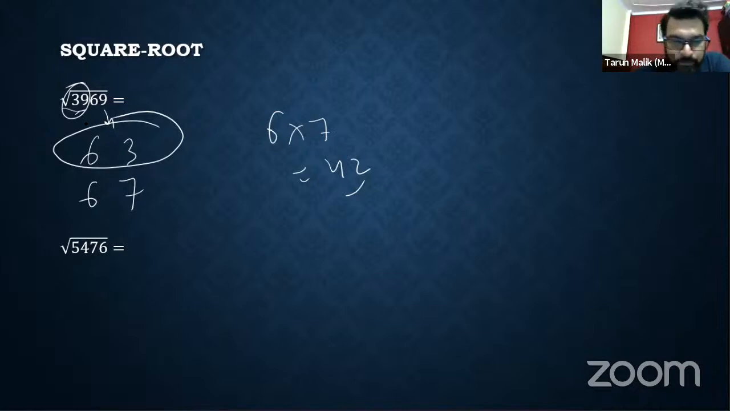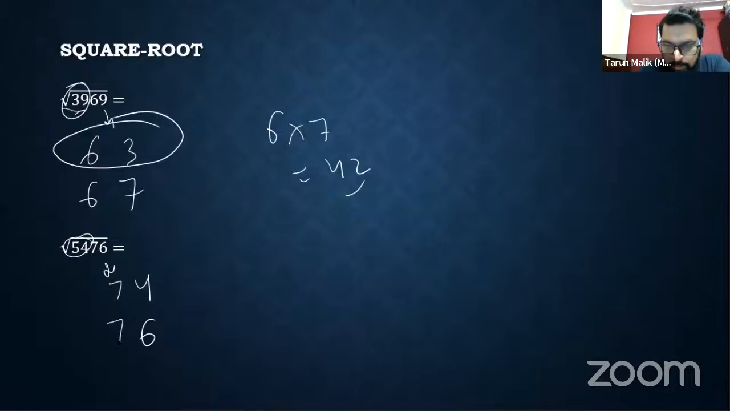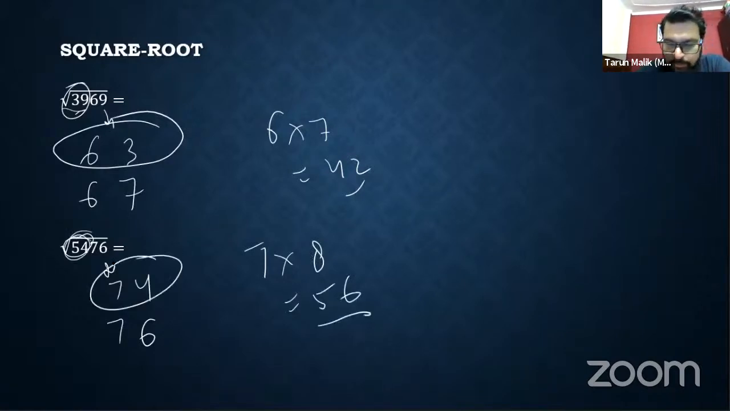I hope it's clear now. 6. Which number gives you 6 when squared? Either 4 or 6. And 54 square less than that is 7. 7 square is 49. So either 74 or 76. Now 7 into 8 is 56. My first 2 digits is less than that. So the smaller one will be my answer.